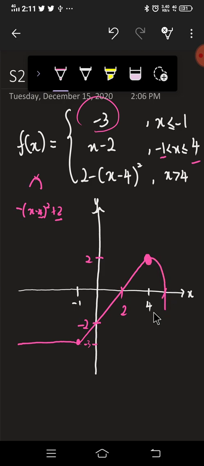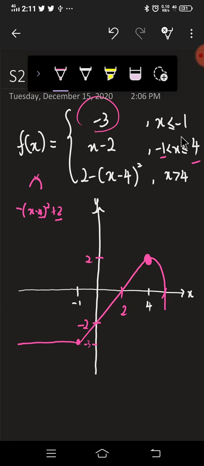So what is the intercept here? When y equal to 0, we can find the value of x here, the intercept. So this is our graph. Okay, so this is for question A1.